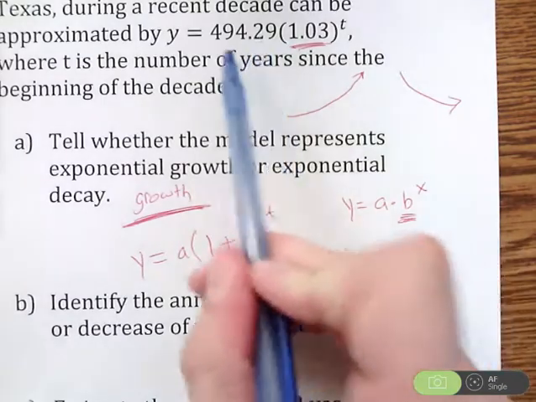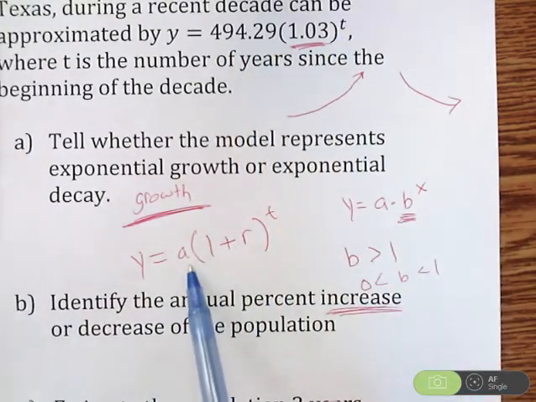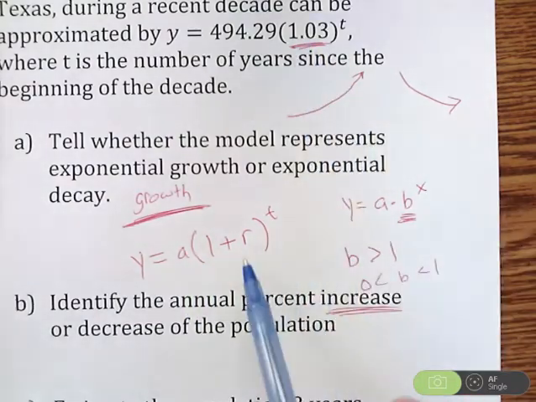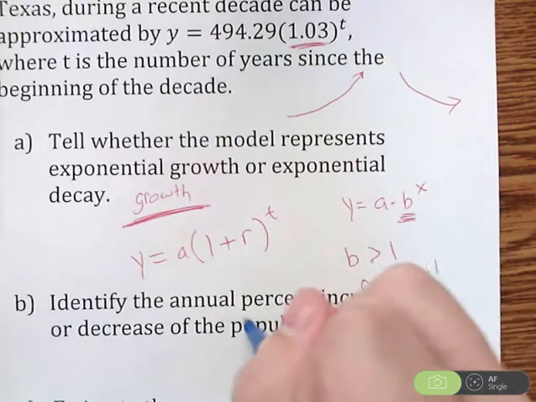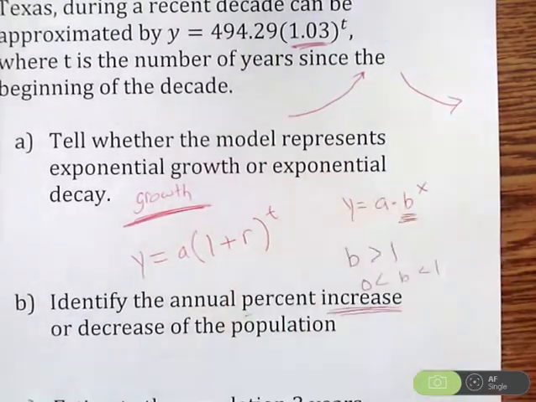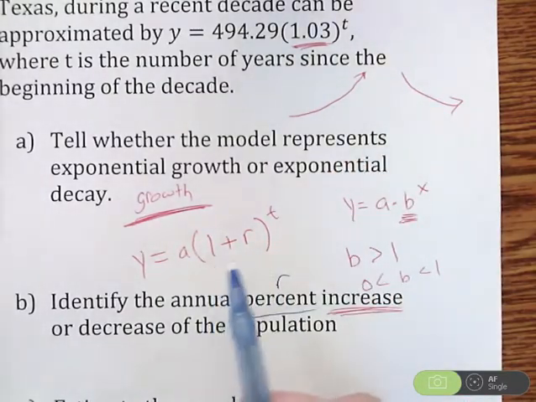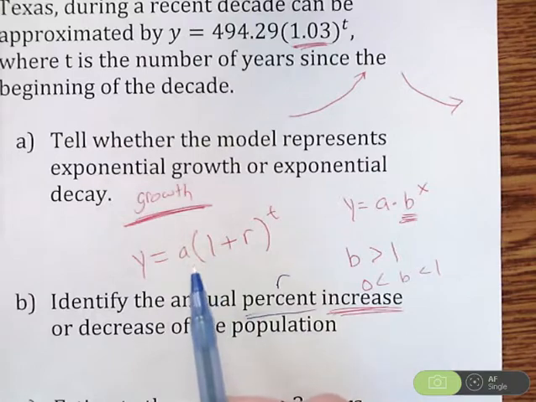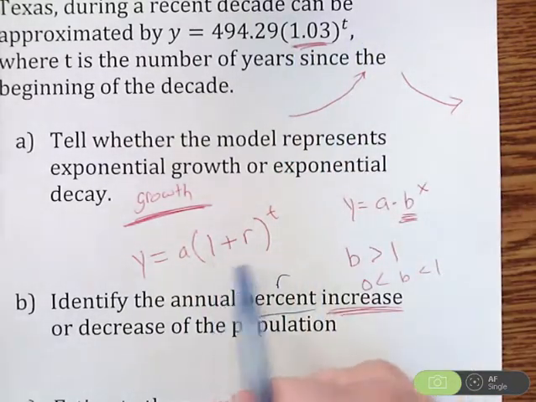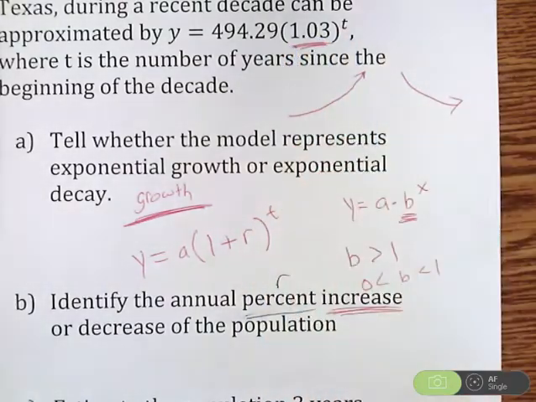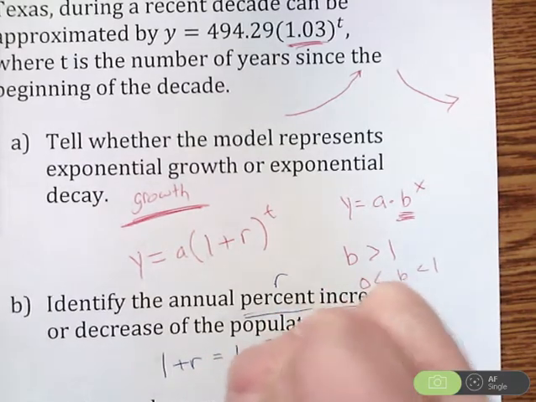So this equation matches up with this one. I know the 494.29 matches up with a, I know the inside of the parentheses matches up with here, and I know t is t. What they're asking for when they're asking for the percent, they're looking for r there. They want to know what r is. So we've got to figure out this inside piece. So this 1 plus r is the same as 1.03. So what you could do is take this and set it equal to 1.03. So 1 plus r is equal to 1.03.